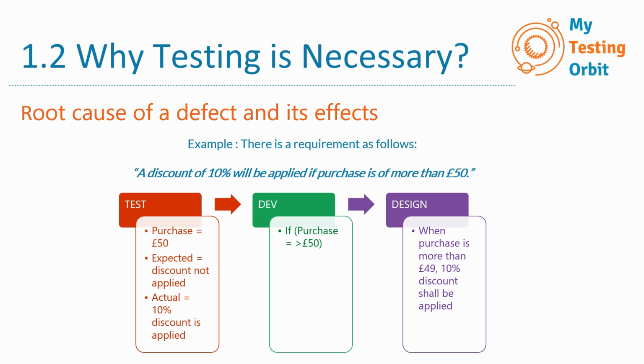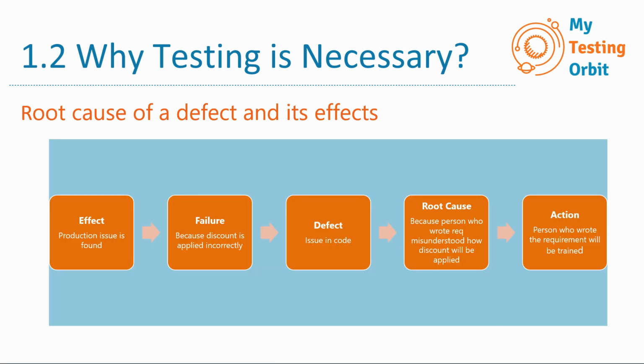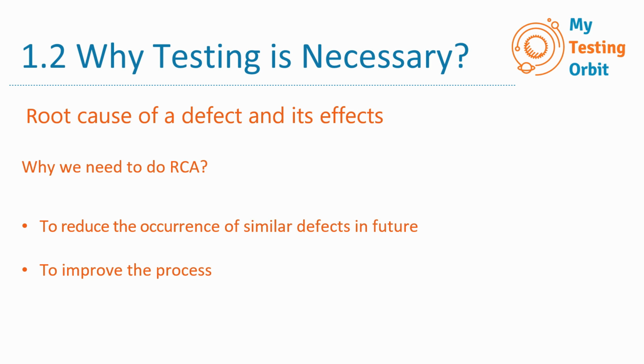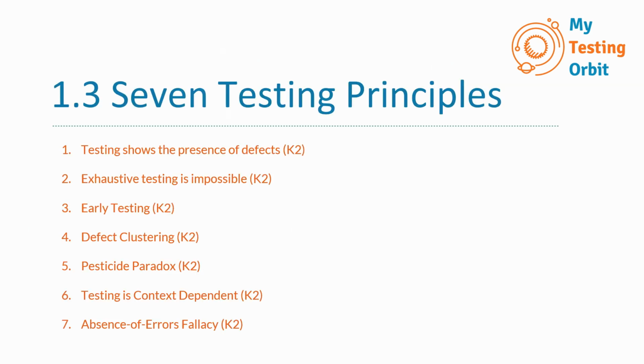So now I hope that you're able to understand why root cause analysis is so important. We go behind. That person who wrote the wrong requirement will be trained, which means that after the training there are more chances that that person will know more about the system and how to capture the requirements, etc., which eventually will improve the process. So these are the reasons why we need to do root cause analysis.